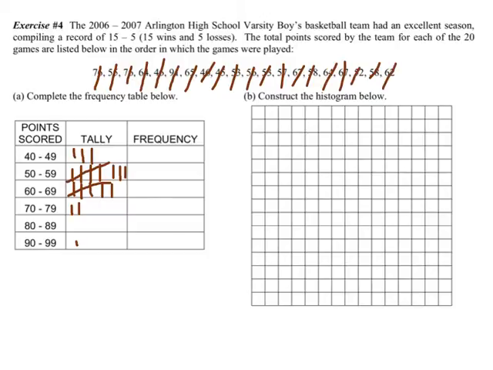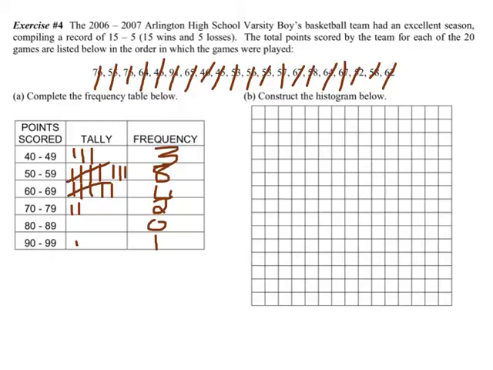Now what you're going to do is count up how many tally marks, and that's going to be your frequency. So in the 40 to 49 interval, I have 3. Then I have 5, 6, 7, 8. Then I have 6, 2, 0, and 1.